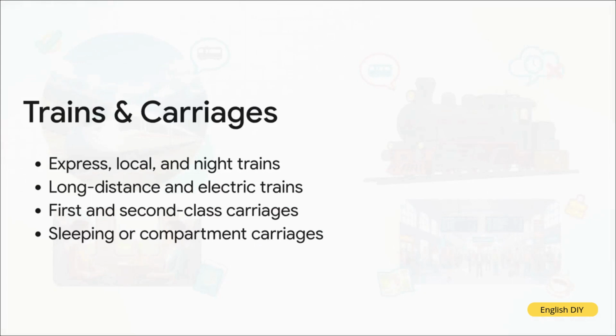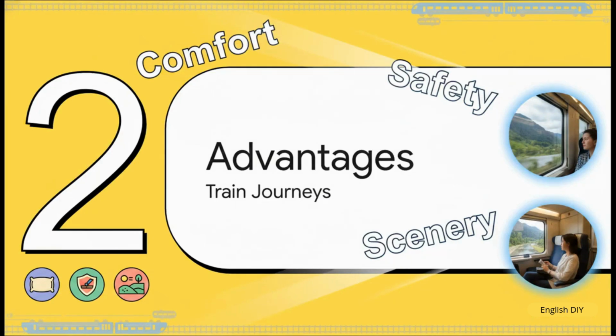Next up, let's talk about the different kinds of trains. Depending on your trip, you might take an express, local, night, long distance, or an electric train. And once you're inside, there are quite a few different carriages. You can choose a first-class carriage, a second-class carriage, a sleeping carriage, a carriage with reserved seats, or a compartment carriage. So basically, passengers just choose their carriage based on their financial possibilities, how much money they actually want to spend.